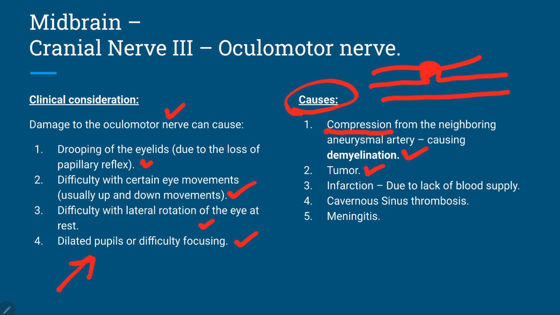Second one, which is almost universal with the central nervous system, is the tumor. The third cause is the infarction, which is the lack of blood supply in the oculomotor nerve due to its route throughout the central nervous system. It will also pass through the cavernous sinus, so any thrombosis in the cavernous sinus will also cause impingement of the oculomotor nerve. And finally, we have infection or meningitis, which will also affect the oculomotor nerve and its functions.